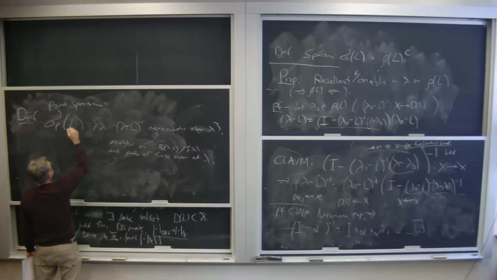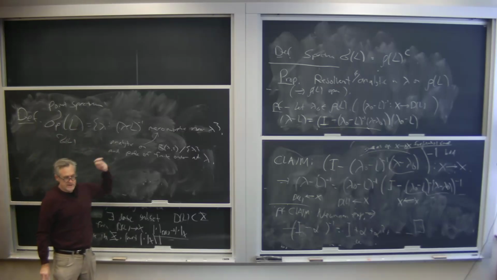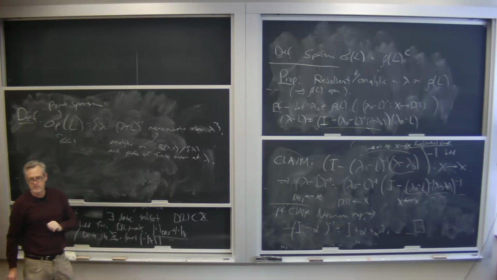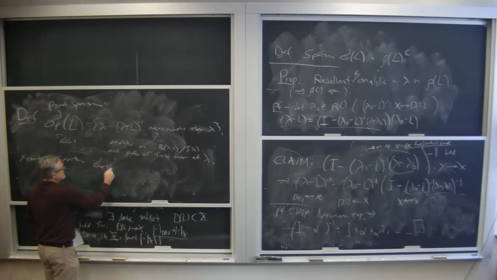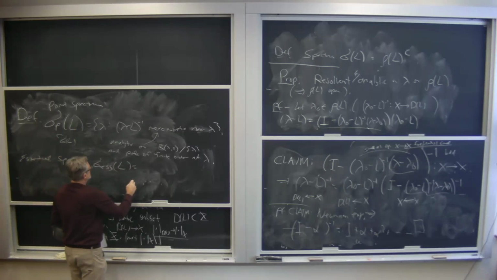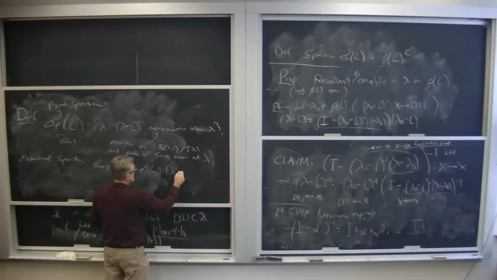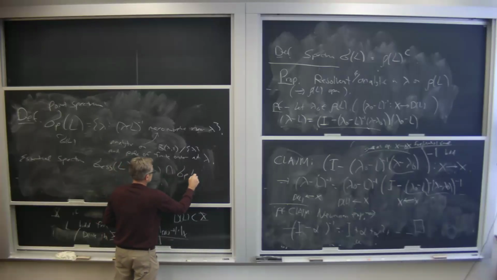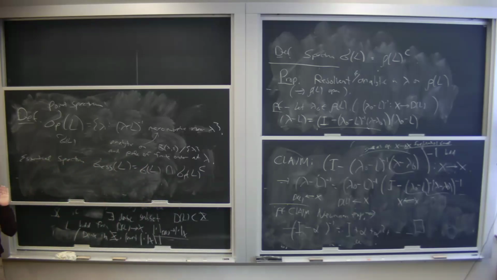This is a subset of sigma of L. So first of all, it's not resolvent points. It's a point that's not in the resolvent, but is meromorphic. The essential spectrum, sigma essential of L, is sigma of L intersect the complement of the point spectrum. So it's everything that's spectrum, but not point spectrum.